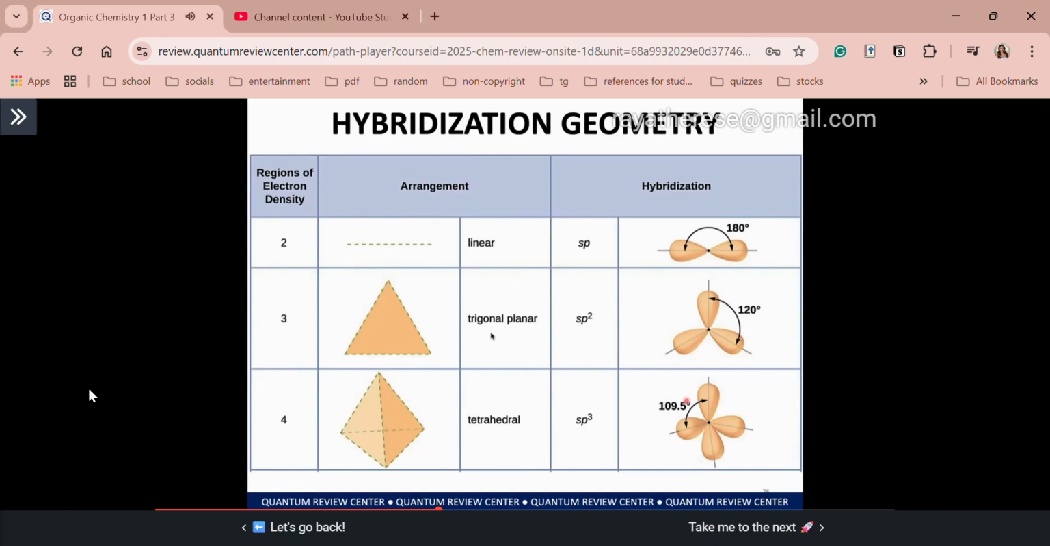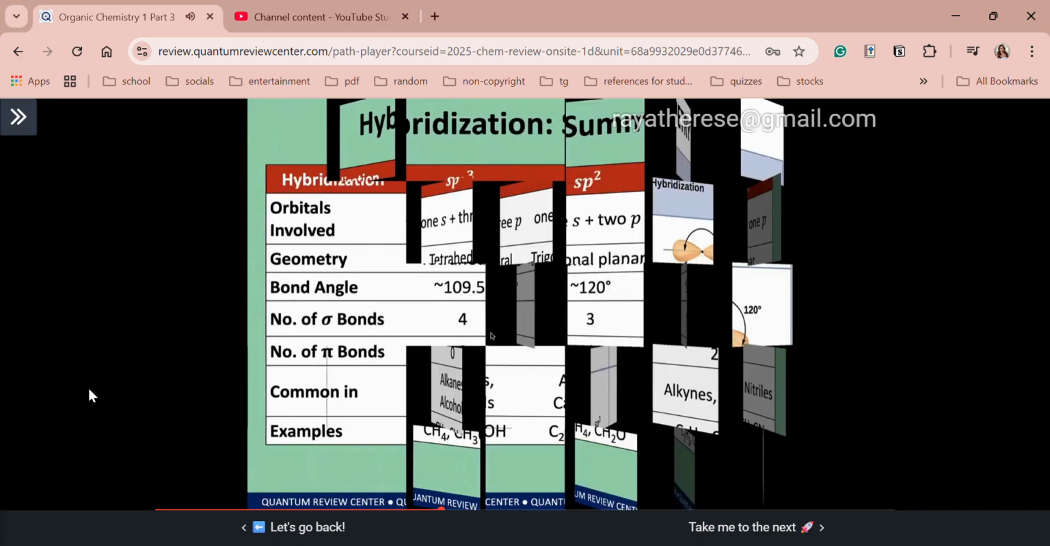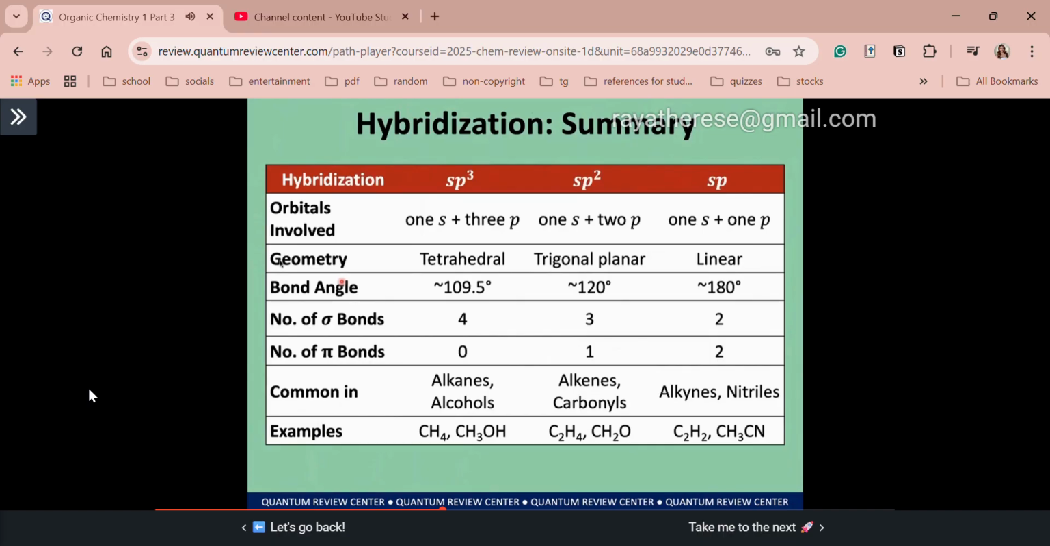That is corresponding to your 4 sp3 orbitals. Class, let's summarize the very important information here on our hybridization discussion. In terms of your hybridization, the orbitals involved, from the name itself, sp3: 1s, 3p. For sp2: 1s, 2p. And finally, for sp, we need 1s and 1p in order to proceed with our hybridization. Class, very easy lang yan.